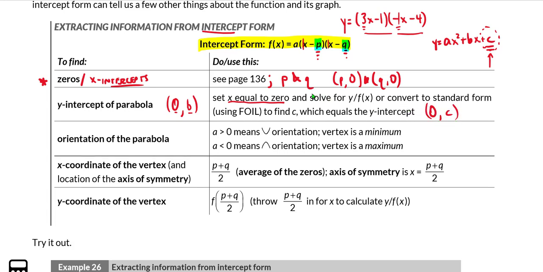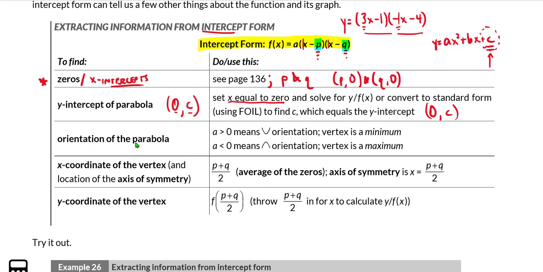Again, it doesn't really matter which way you go. You can either set x equal to 0 and solve for y or f of x, or you can just FOIL out intercept form to get standard form, and then whatever is hanging out there at the end is going to be your y-intercept. So the y-intercept will occur at 0 comma c. I'm going to actually change that b to c there just so that we don't get confused.